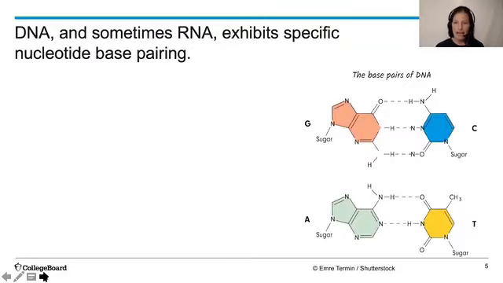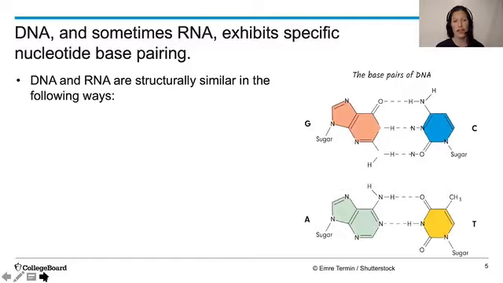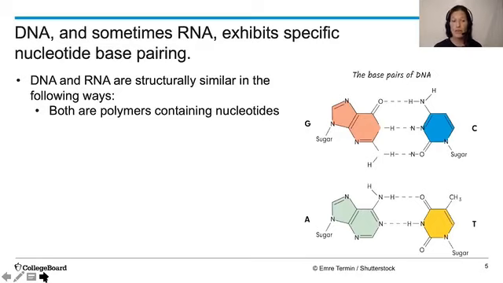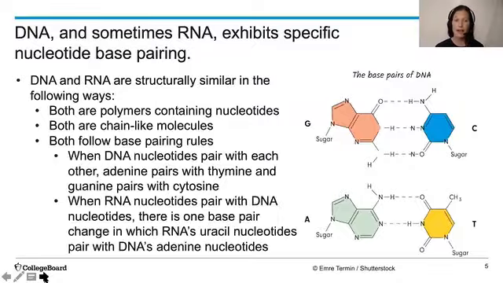So again, DNA and sometimes RNA is going to exhibit specific nucleotide base pairing. So I mentioned before that we have a specific sequence of bases. Those bases pair with each other. So DNA and RNA are going to be structurally similar in that they're both polymers. They both contain nucleotides. Those are arranged in chain-like molecules, and they both follow base pairing rules.